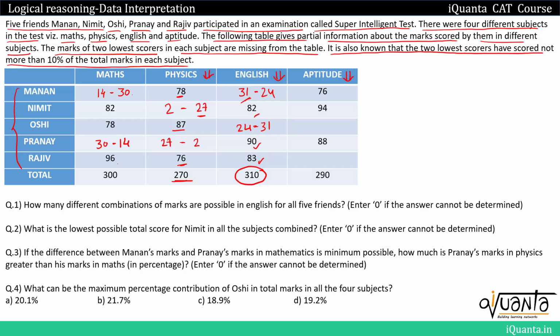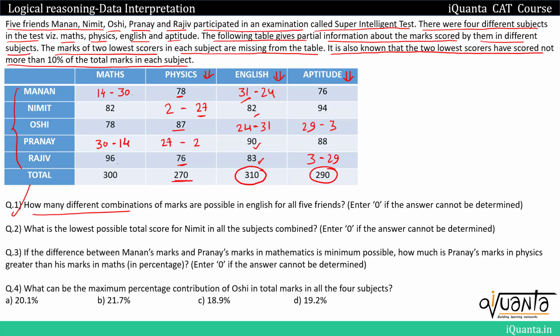In exactly the same manner, we have to do it for aptitude as well. Total is 290. Maximum score of the lowest 2 scorers can be 29. So if we assign 29 marks maximum to Oshi, what will be the score of Rajiv in that case? It will be 3. And if Rajiv scores maximum 29, the score of Oshi will be 3. So now our table is complete. We can solve the questions.